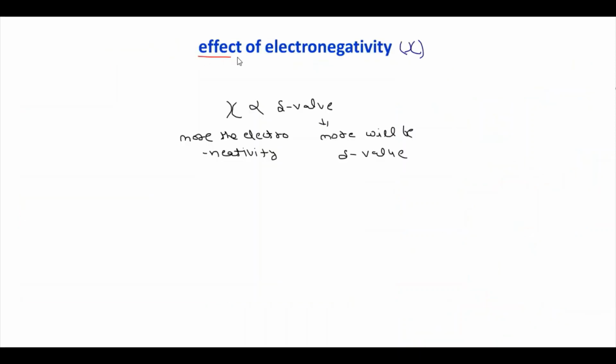Next is the effect of electronegativity on delta value or chemical shift value. We all know electronegativity is directly proportional to the delta value.